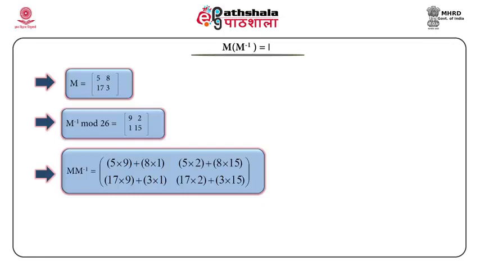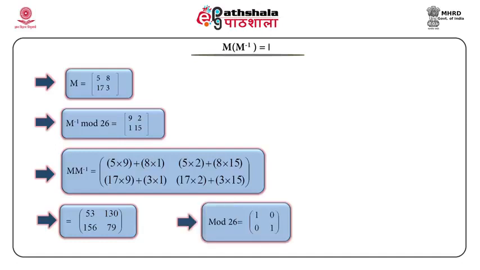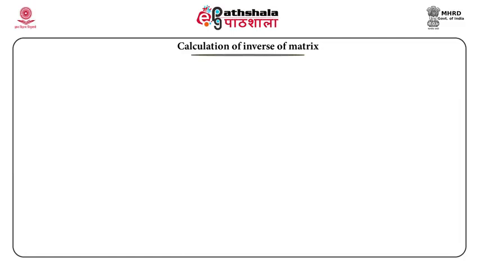So now we have got 4 elements back. Check the values of the elements: 53, 130, 156, 79. As I said in the beginning, our numbers should be between 0 and 25. So we need to do mod 26, which gives us the identity matrix. You can check the diagonal elements are 1, and the rest of the elements are 0. Then I said in the previous slide how to compute the inverse of a matrix, that we will check.